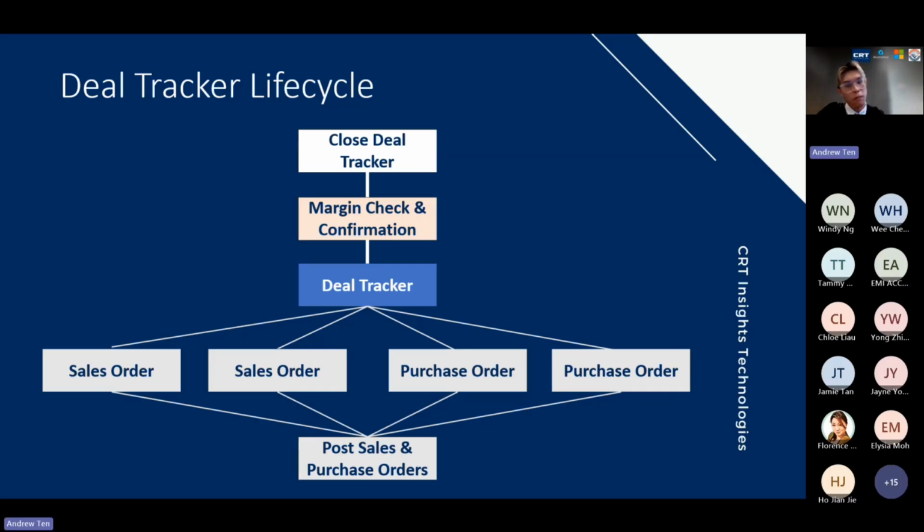Finally, we come to closing the Deal Tracker. When the project is completed, the Deal Tracker can be closed. However, if there is an additional transaction, as mentioned by Ms. Florence earlier, such as variation orders or an additional license, the tracker can easily be reopened to accommodate them. So no need to worry about it.